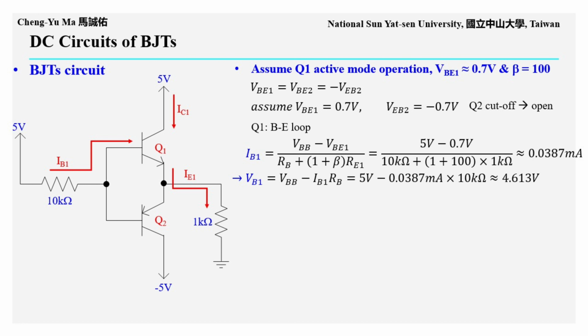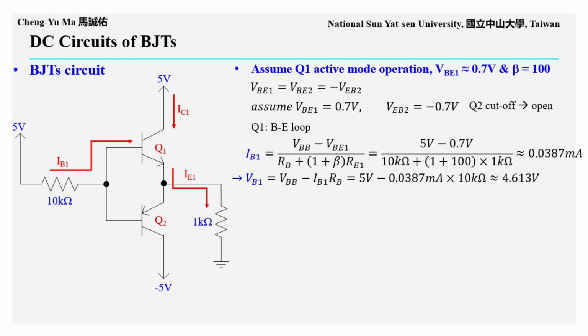Because both the base and emitter of Q1 are connected through resistors, we can use the resistance reflection rule to quickly find IB1. IB1 equals the total available voltage, VBB minus VBE1, divided by the equivalent resistance reflected to the base side. The denominator is RB plus 1 plus beta times RE1. Numerically, this is 5 volts minus 0.7 volts divided by 10 kiloohms plus 101 times 1 kiloohm. The result is about 0.0387 milliamps.